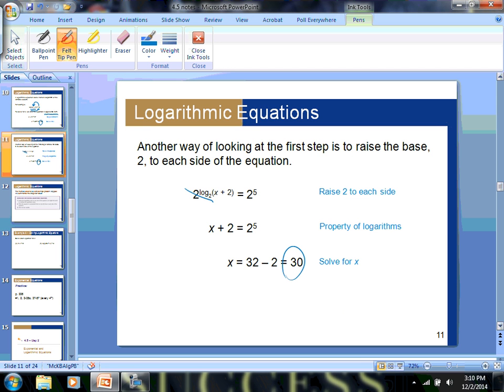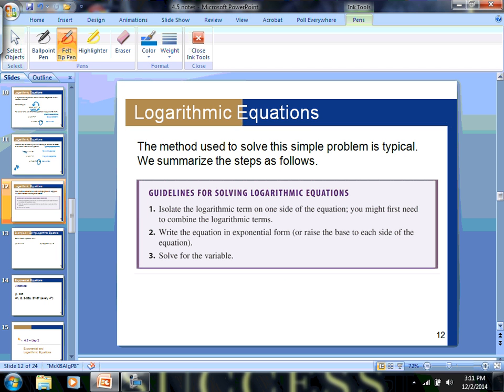So either strategy, either where you rewrite it with the exponential circle method, or you take the base of both sides, I guess is a good way to summarize that. You're raising both sides to a particular base. Now this method is especially helpful when you have natural logs. And that's what we're going to see in our examples in a moment. Okay, so again, we want to isolate the logarithm, and then we either want to write it in exponential form or raise the base to each side of the equation. There we go, raise the base. And then you finish solving algebraically.